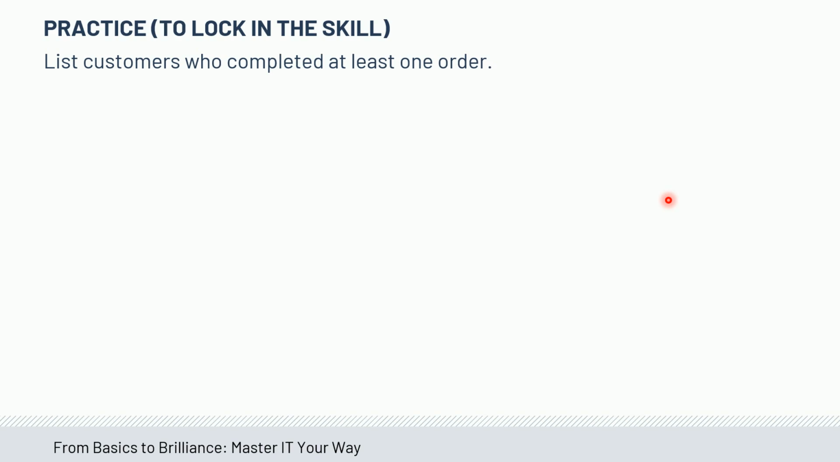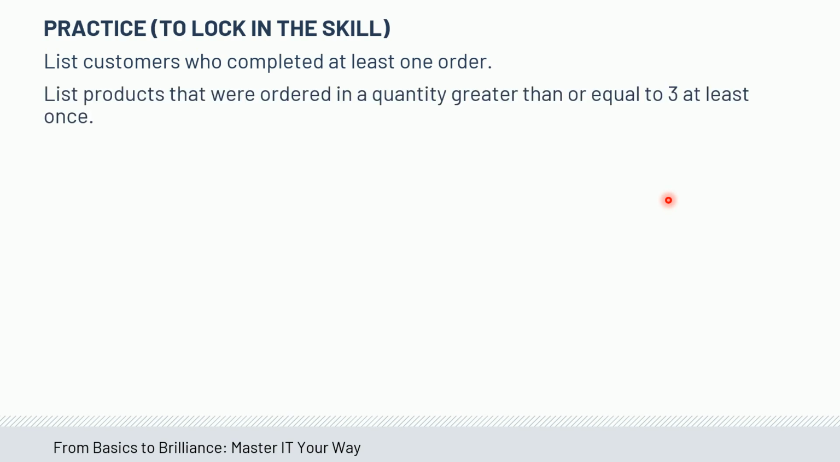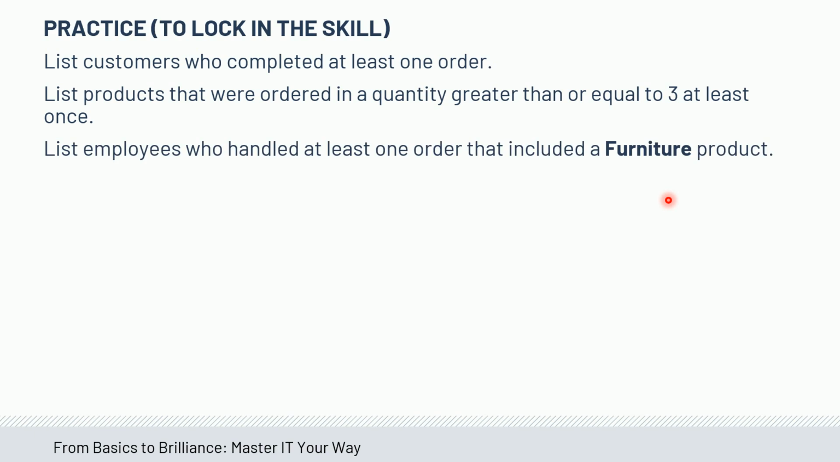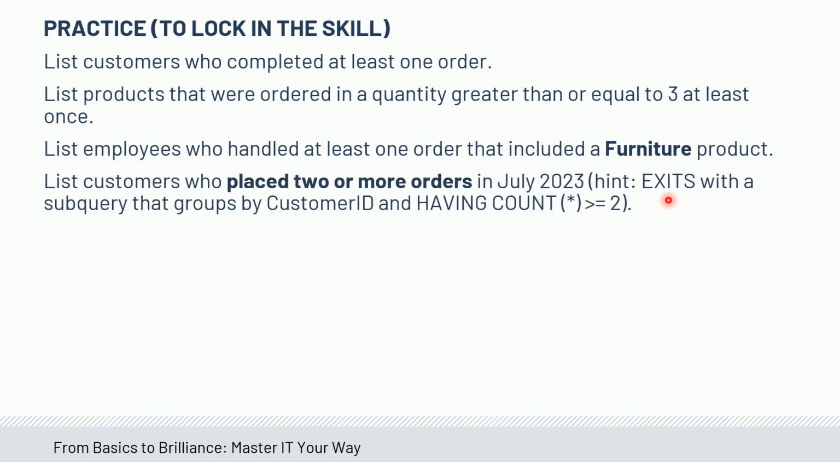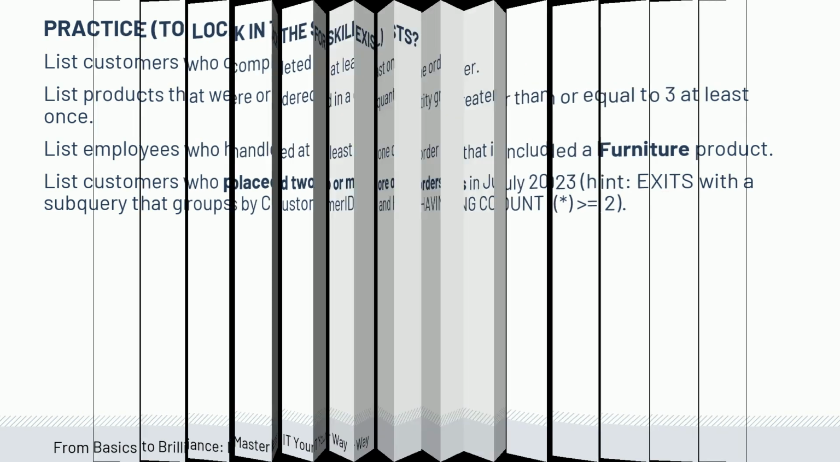So this is practice to lock in the skill. List customers who completed at least one order. List products that were ordered in a quantity greater than or equal to 3 at least once. List employees who handled at least one order that included a furniture product. And I want you to list customers who placed 2 or more orders in July 2023. The hint is EXISTS with a subquery that groups by customer ID and HAVING COUNT(*) greater than or equal to 2. And have fun with this practice.